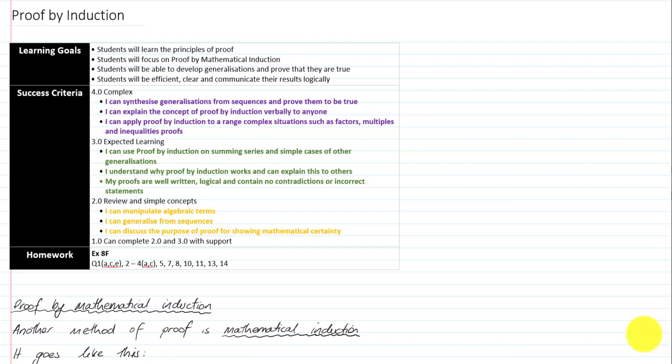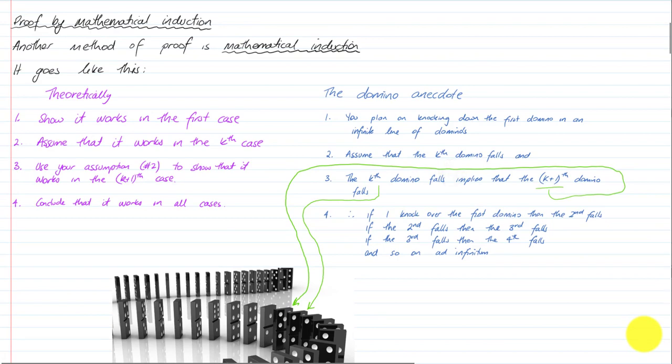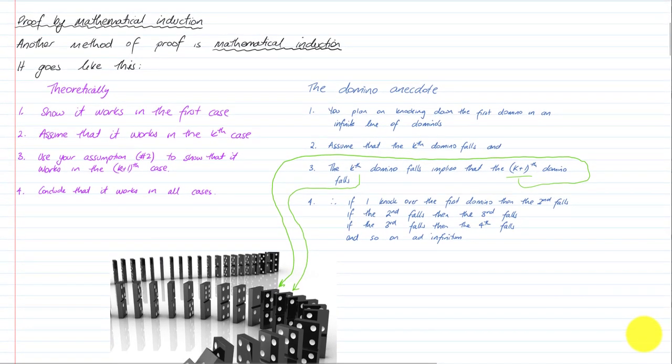So on some learning goals and success criteria, you're welcome to have a read of those, and sometimes it's called proof by mathematical induction. So here's some information about it. It takes a little bit to get used to start with, but then it's just a beautiful way of proving something. So theoretically, this is how we do it, in purple there. Show that it works in the first case, and then assume that it works in the kth case. Use your assumption, step number two, to show that it will work in the next case, and conclude it must work in all cases. So let's look at the domino anecdote for this.